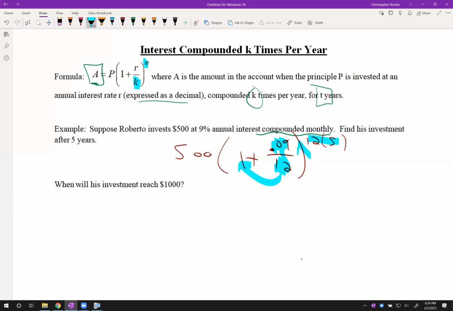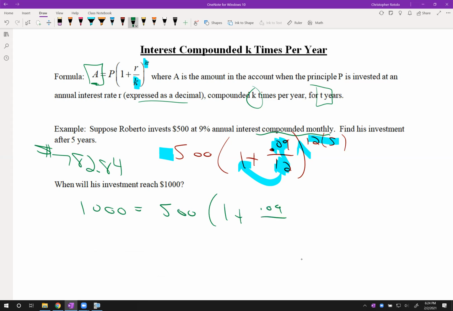So final answer here, how much money will we have after 5 years? That is going to be, let's not use a highlighter, $782.84 after 5 years. When will the investment reach $1,000? $1,000. So he'd like to double his money is what we're talking about.